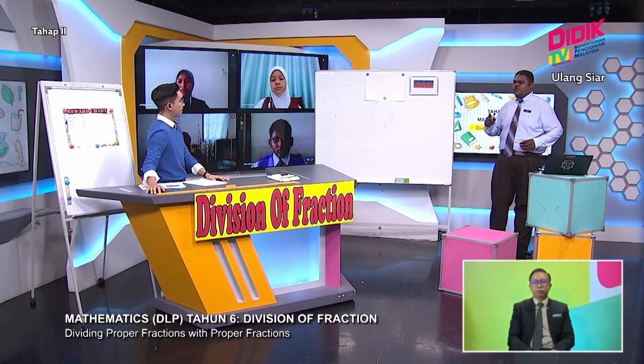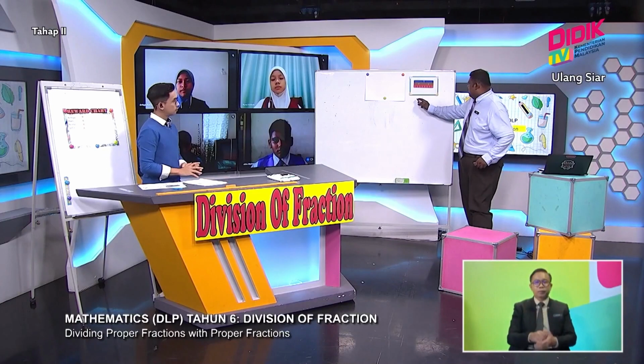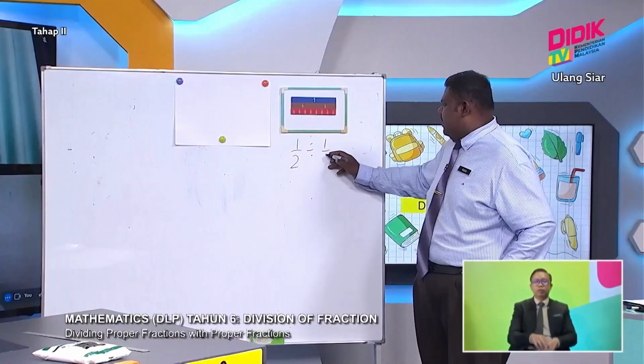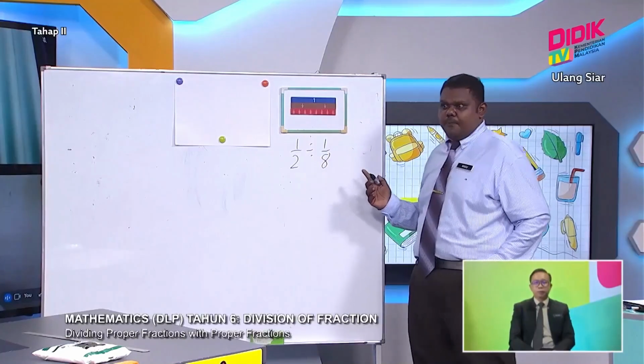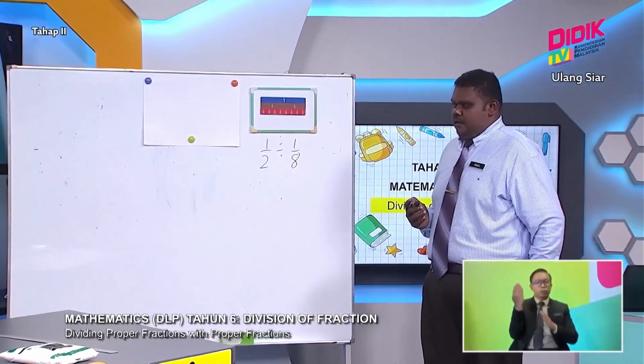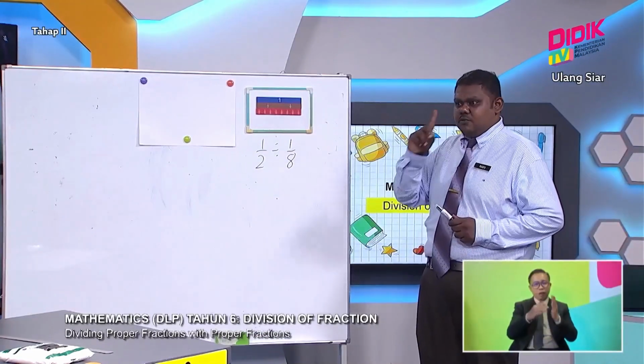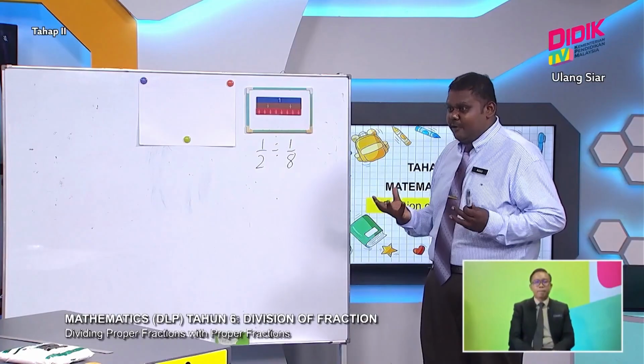Now I'm going to show you the standard written method. How do we calculate? 1/2 divided by 1/8. You have two proper fractions here. 1/2 because of half kilo. And each donut is 1/8 kilogram. So how many donuts do I get?